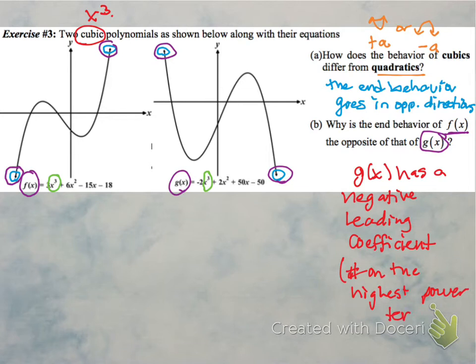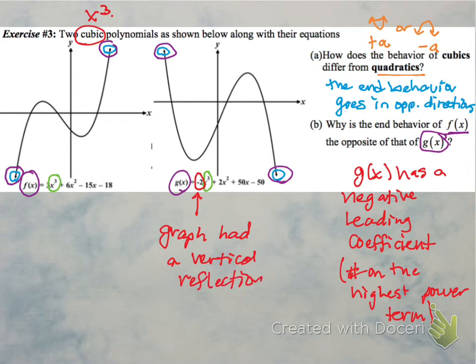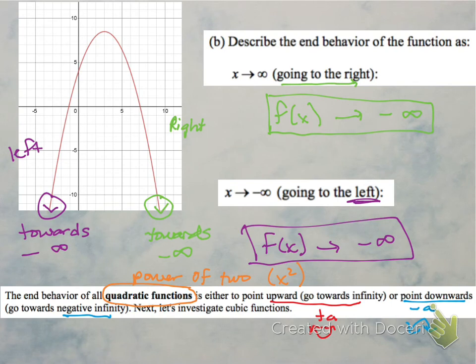Term. So we have a -2 right here, which made the graph have a vertical reflection. Sort of like our negative a value that we had here in blue, pointed downwards, that was a vertical reflection.